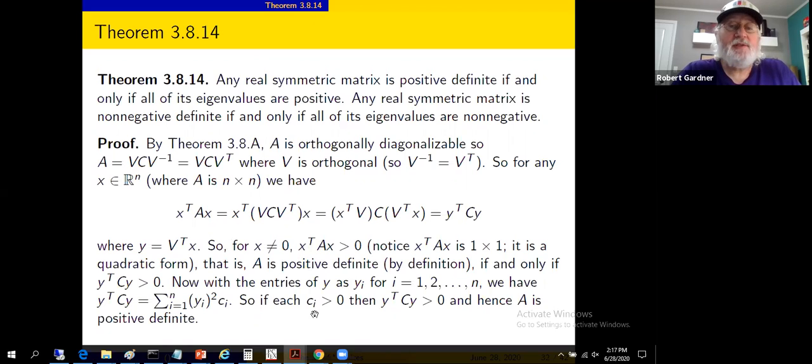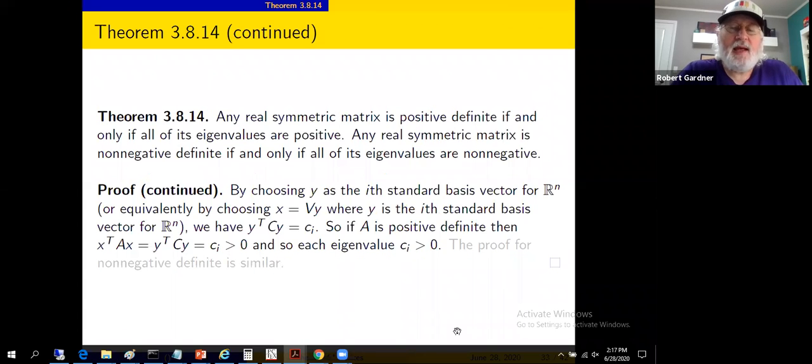So the C sub i's, because we got them through the orthogonally diagonalizable properties, the diagonal entries of C, are the eigenvalues of matrix A. If those eigenvalues are positive, we're getting positive here, and positive definite. So that shows if eigenvalues are positive, then the matrix is positive definite. Next, we want to show if positive definite, then eigenvalues are positive.